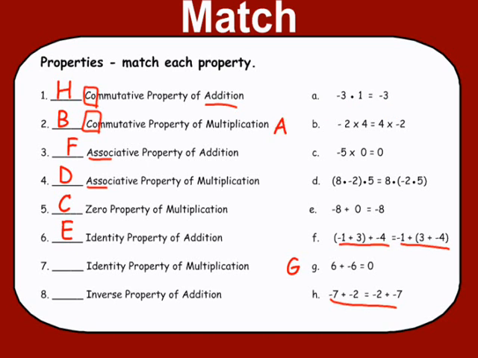Its identity doesn't change. And last but not least, the inverse property. Any number plus its opposite is 0. So those are the properties that we've worked with this year.